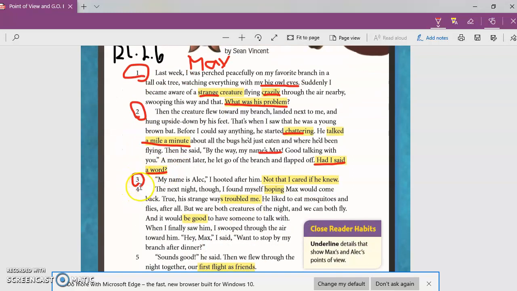Paragraph 3. My name is Alec, I hooted after him. Not that I care if he knew.